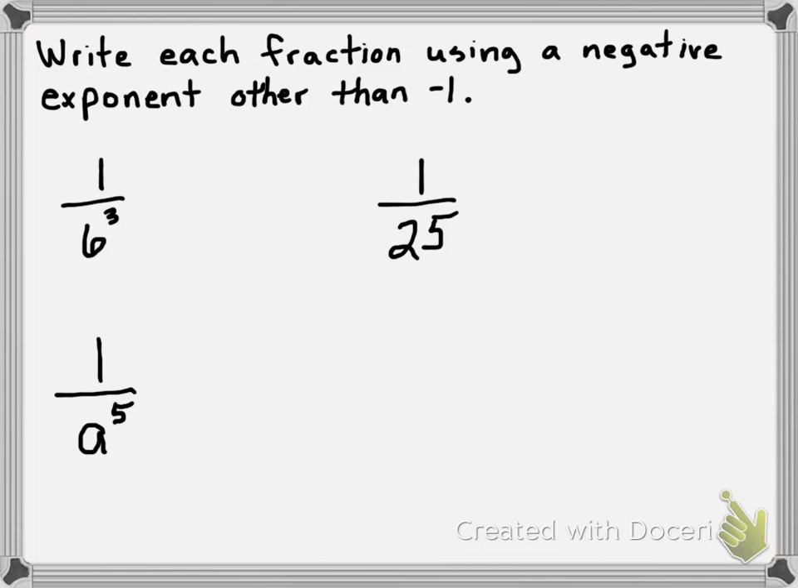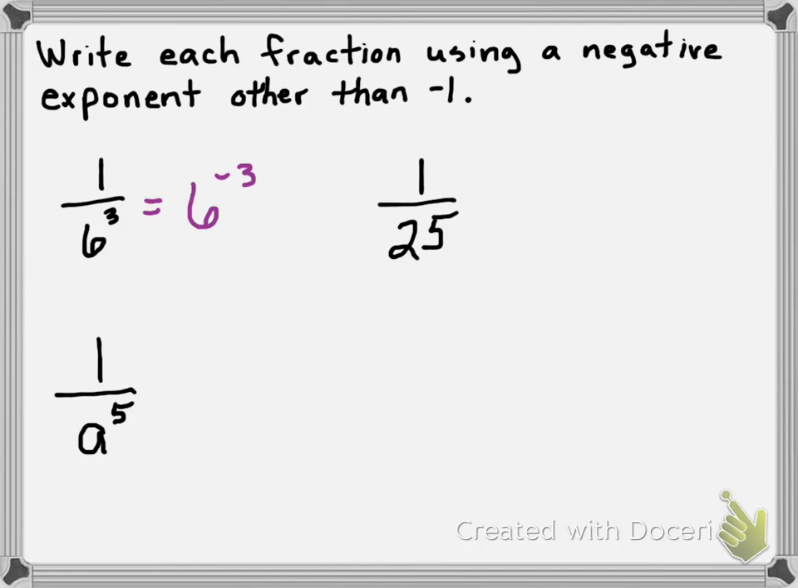Okay, so looking at the first one, I've got 1 over 6 to the third power. This time I want a negative exponent, so I have to change this sign. If I change this sign, I change the position. So this becomes 6 to the negative third power. I changed the sign from +3 to -3, so I changed it from the denominator to the numerator, and since it's over 1, I don't have to put that part. So I get 6 to the negative third power.